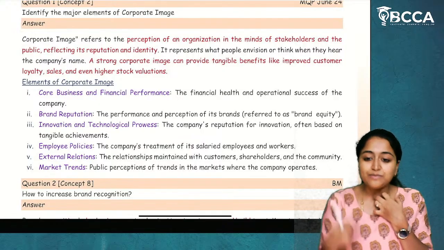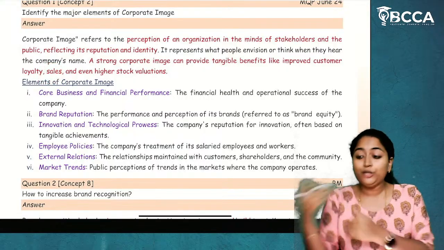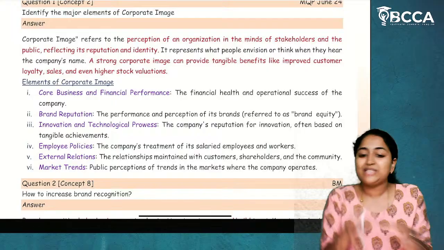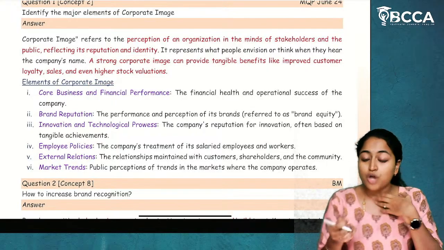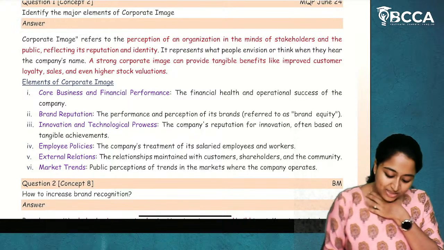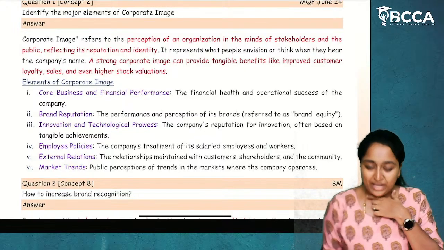Customers will always want to buy only those watches, and sales will increase. You will recommend them to your friends and family members, and everyone will purchase from that brand only. And there is even higher stock valuation; the stock value will also get higher. So these are the tangible benefits if you have a strong corporate image.